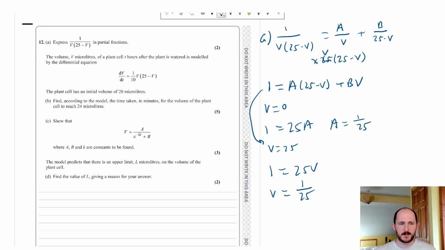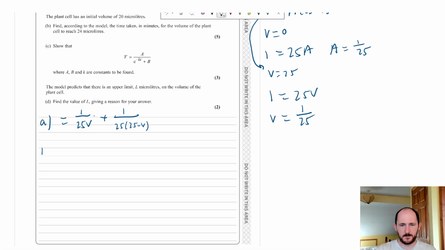Not too bad. So let's now write it as actual partial fractions. As partial fractions, it equals 1 over 25v plus 1 over 25 take away v. Not too bad for 2 marks.